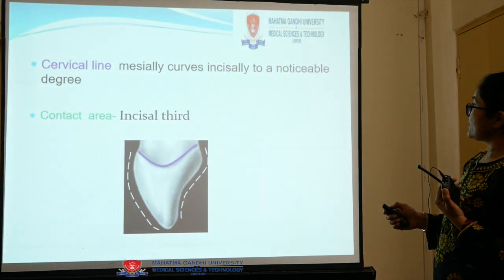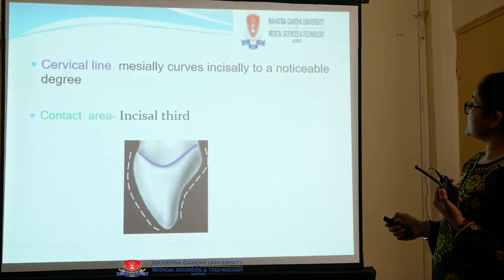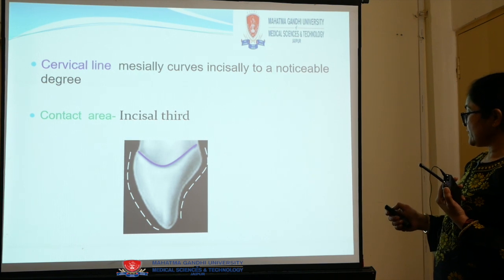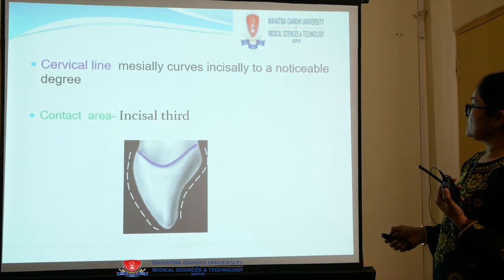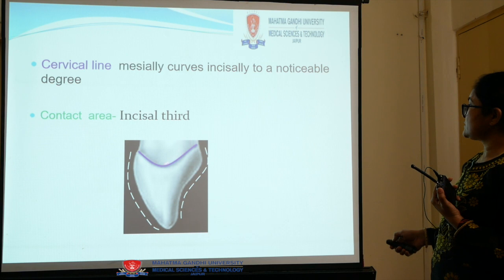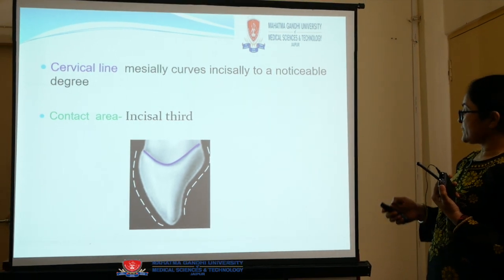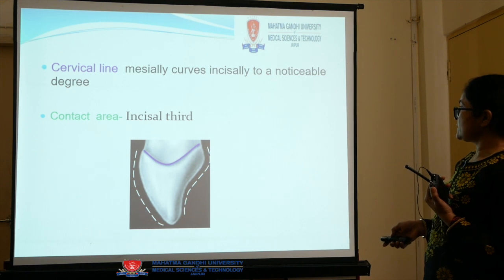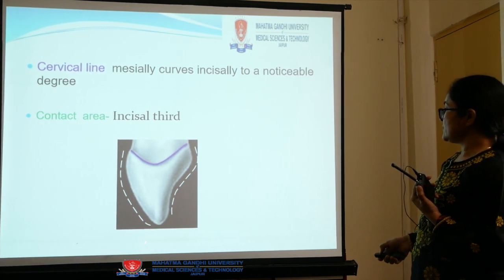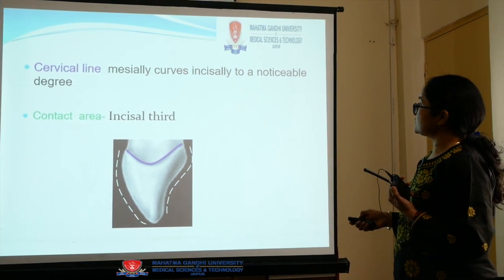Cervical line: the cervical line mesially curves towards the incisal to a noticeable degree. It is around 3.5 mm. This is the cervical line, it curves towards the incisal edge. The contact area on the mesial side is present at the incisal third. Here the contact area is present.